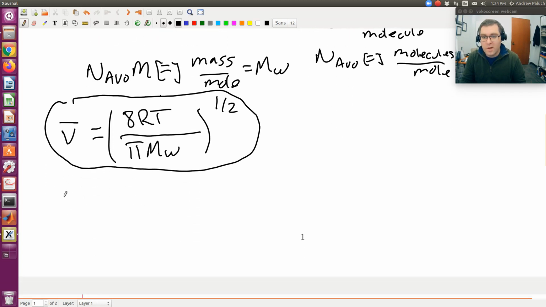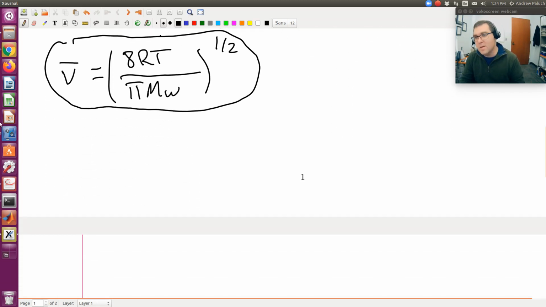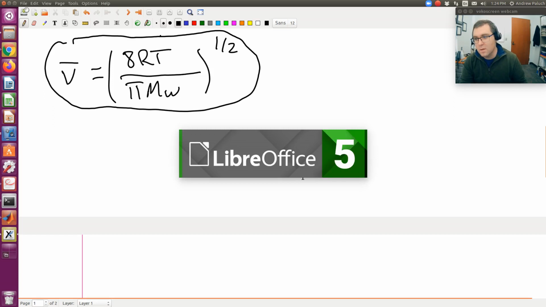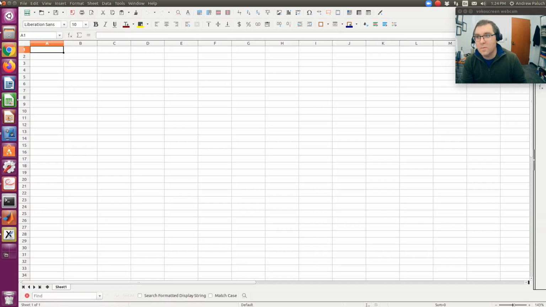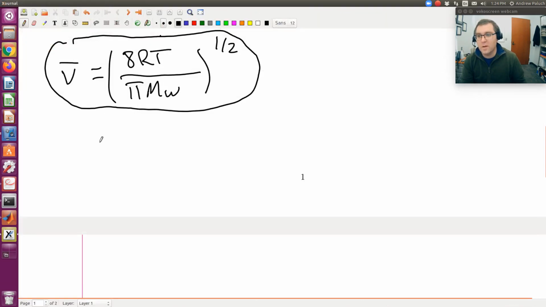All right, so now to collect everything we need. Didn't mean to open up a spreadsheet. Okay, so now to put it all together with everything we know, R is my molar gas constant. The value in SI units is 8.314 joules per mole Kelvin.